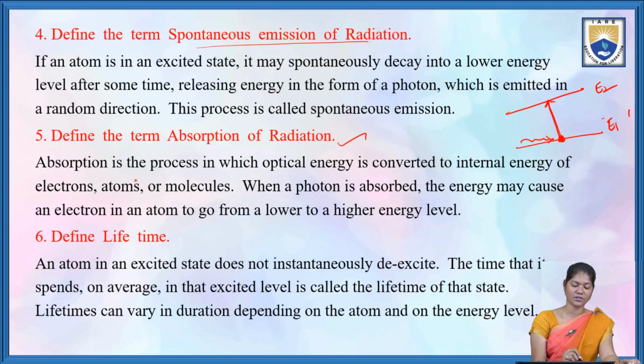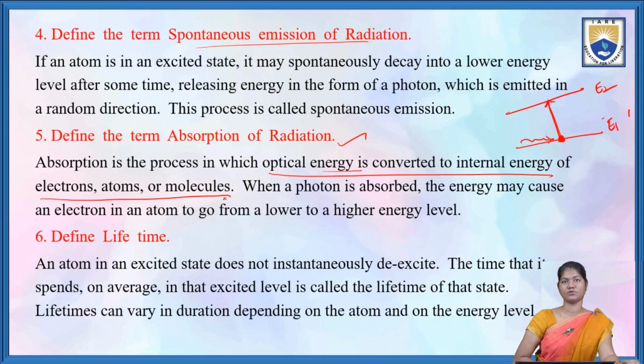So absorption of radiation is the process in which optical energy is converted into internal energy of atoms or molecules. When a photon is absorbed, the energy may cause an electron or atom to go from a lower energy to a higher energy level.